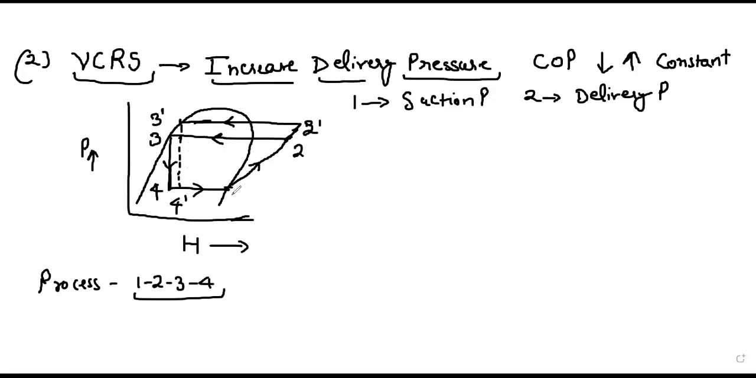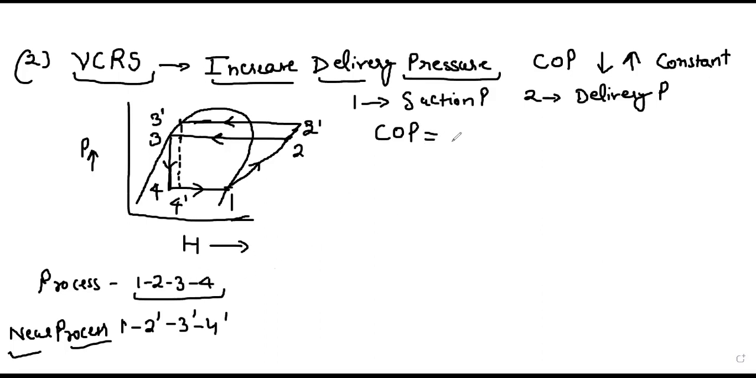So we are starting from point 1. This is my point 1 to 2 to 3 to 4. Now, if I increase the delivery pressure, what is the new process? It becomes 1 to 2 dash to 3 dash to 4 dash. This is the new process that we are having after increasing the delivery pressure. Now, if you just look at it, what is the COP of the system originally? When we consider the points 1, 2, 3, 4, it is the refrigeration effect, that is H1 minus H4, upon the work input, that is H2 minus H1.